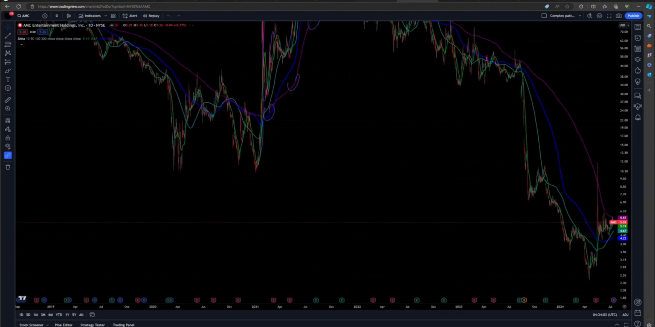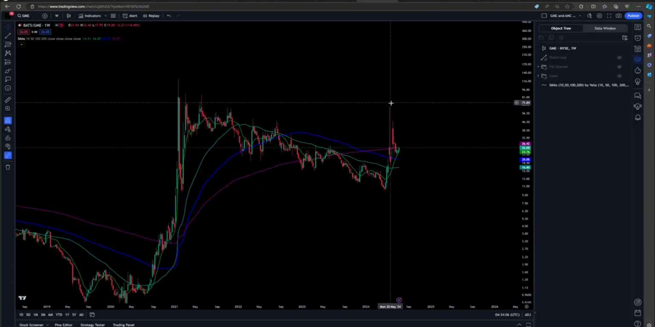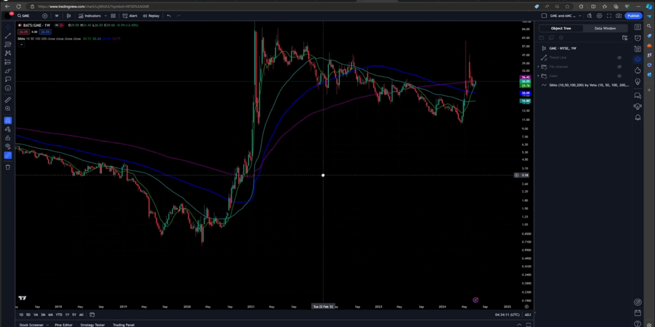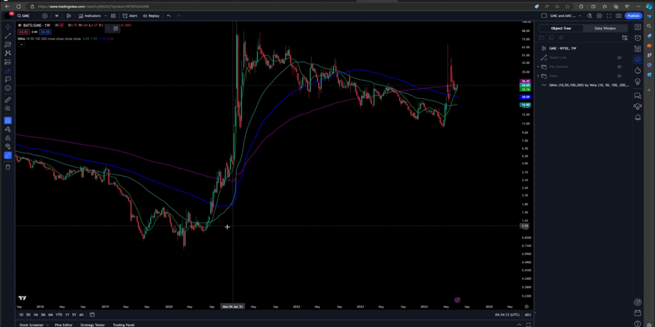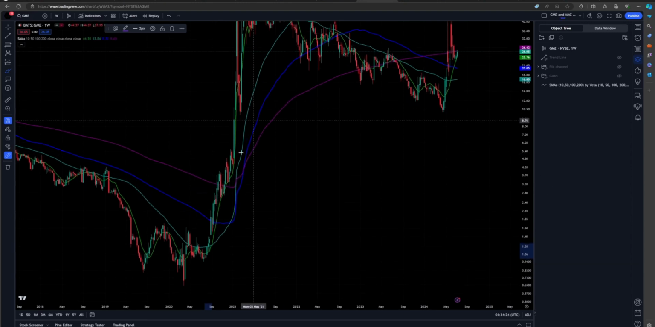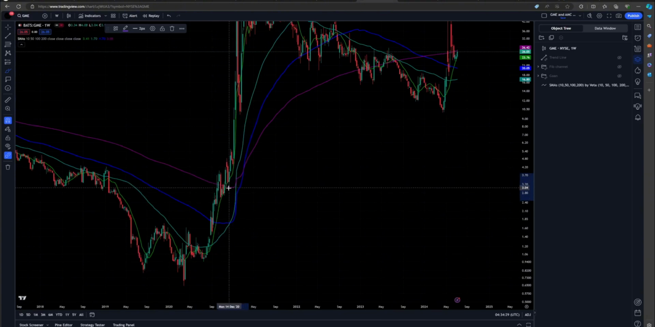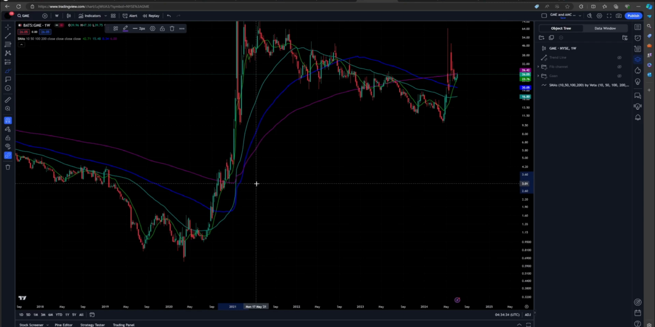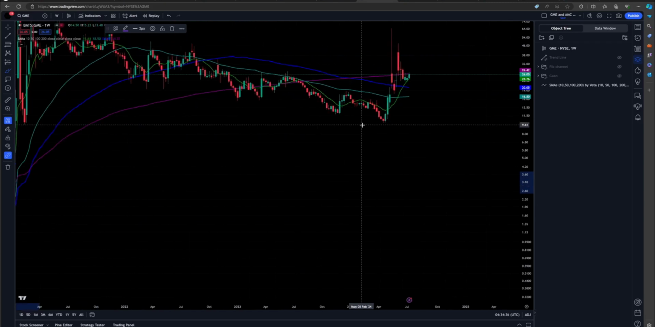Now let's shoot over to GME, and this is GME on the weekly. As you can see, in 2021, GME was able to break above its 10 SMA, its 50 SMA, 100 SMA, and its 200 SMA. And right before the squeeze, you did come down and use that 200 SMA as support, and then you were off to the races.